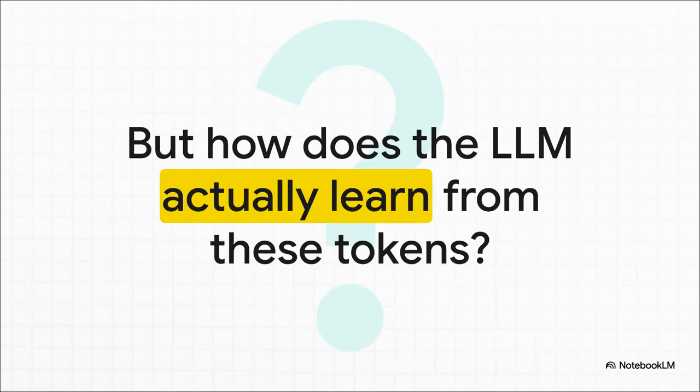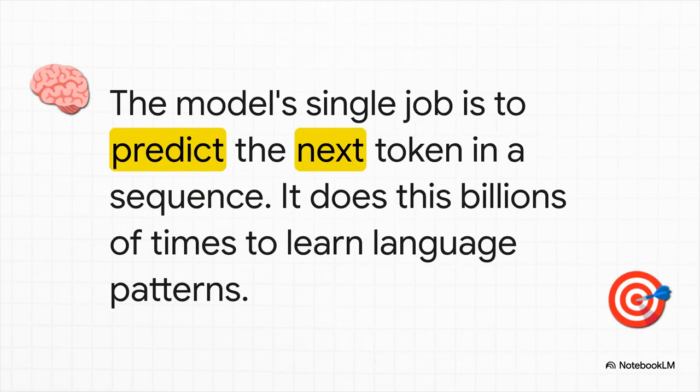Okay, so the model has its massive, cleaned-up library of the internet, and it's all turned into numbers. But how does it actually learn anything from all this? What's the fundamental task it's doing over and over and over again to build its understanding of the world? Well, the answer is surprisingly simple. It's called next token prediction.